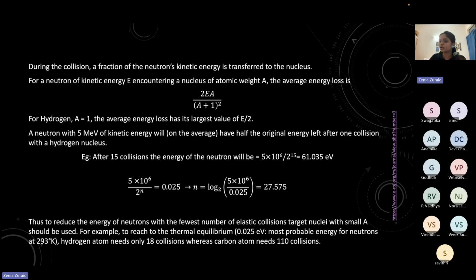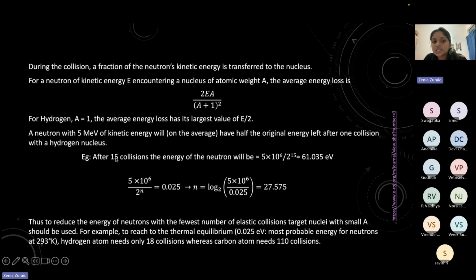So that means after one collision, if I started off with E, I have E by 2. After two collisions I have E by 2 times 1 by 2, so E by 4. After three collisions, it's E by 2, 1 by 2, 1 by 2, so it's E by 8, right? So every time I'm going E by 2 cube, E by 2 to the power 4, because I have to keep dividing by 2. I've given an example: after 15 collisions, the energy will be something like this.